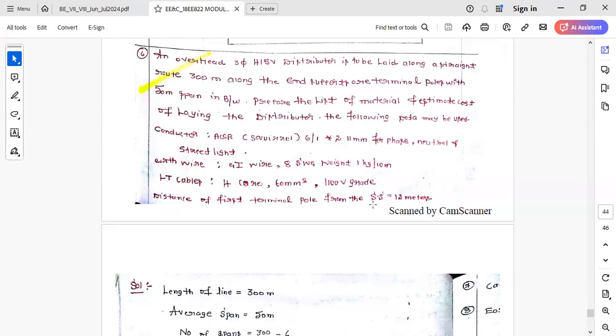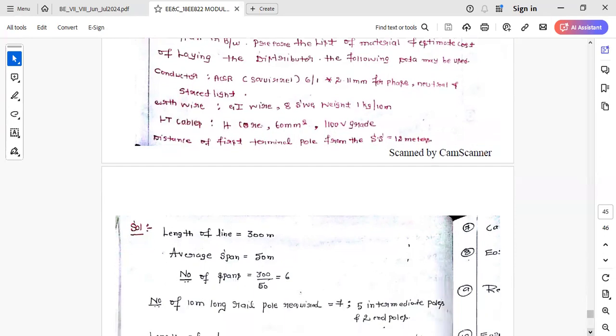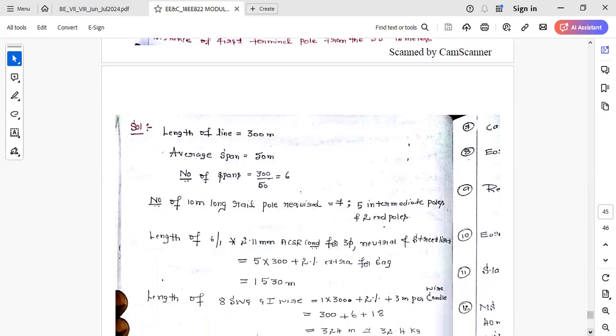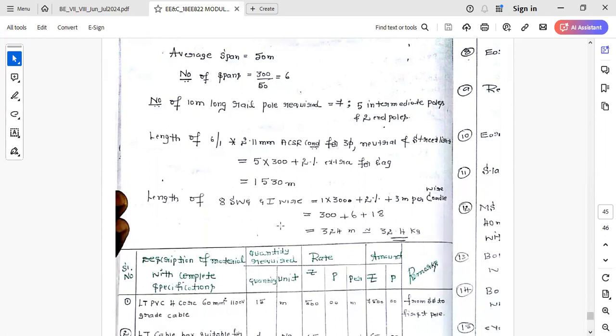So total length of the line 300 meter, average span 50, 300 divided by 50, so number of 10 meter long poles required is 7, so plus 1 we need to make it, 5 intermediate and 2 end poles. Length of the 6 bar 2.11 mm ACSR conductor for 3 phase, neutral and street light: total 5 directly, we can take 3 plus 2, so 5 into 300, add 2% extra, we get 1530 meter.